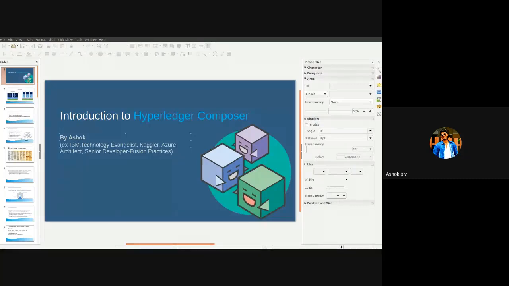So the main thing for blockchain that we have in Hyperledger Composer is these three different business concepts that we use in Hyperledger Composer. One is the business network definition. The business network definition is nothing but how do you say your business works? What is your business's actual idea about?